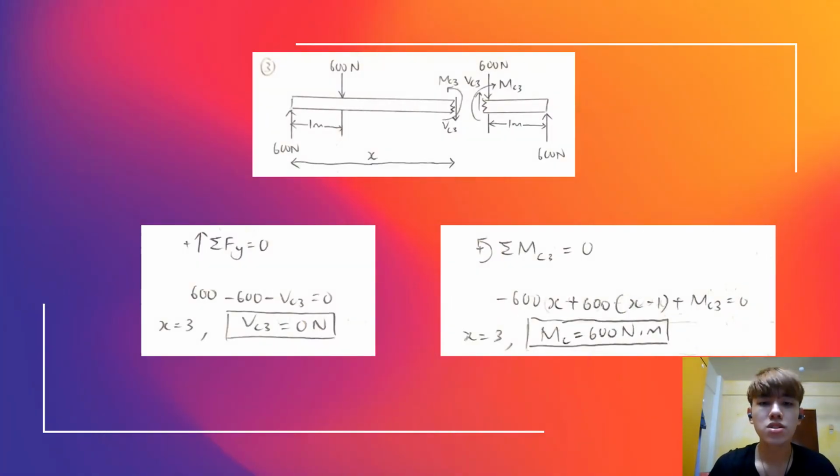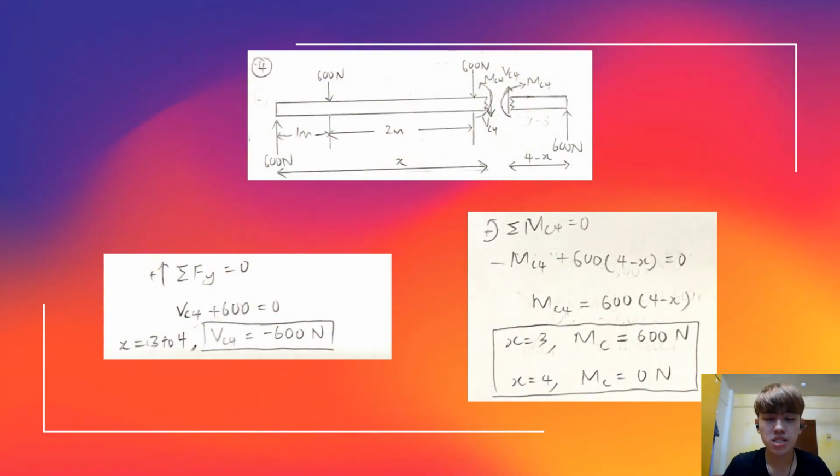Let's move on. The third cutting point is made before another 600 Newton force. Again, I applied the resultant force of Y equal to 0. I found that the shear force at the cutting point is equal to 0 Newton when x equal to 3. With the resultant moment equal to 0, I found that the moment at the cutting point is equal to 600 Newton meter when x equal to 3.